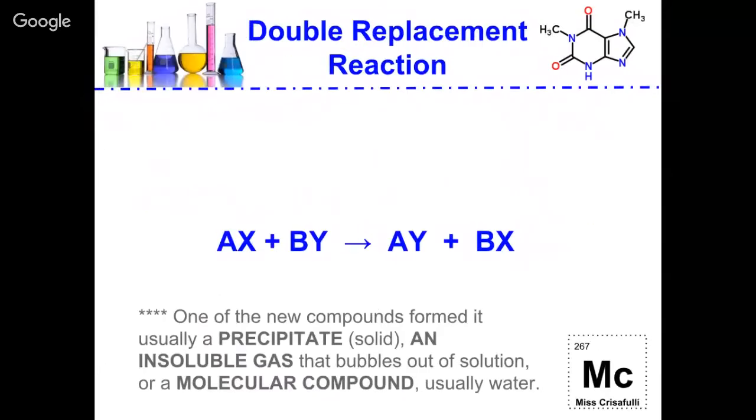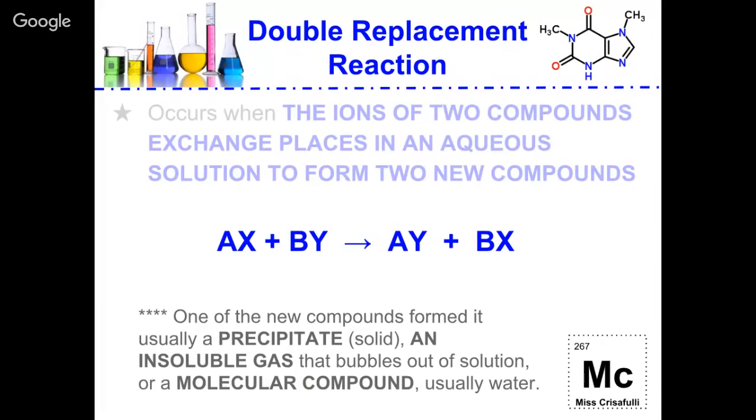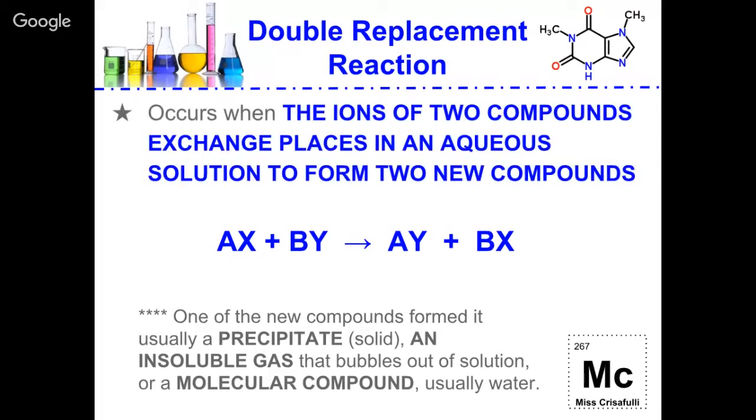So now let's look at the last one, double replacement reactions. Double replacement reactions occur when ions of two compounds exchange places in an aqueous solution to form two new compounds. You can think of this as two couples switching partners. So AX plus BY gives you AY plus BX. The key for us to determine whether or not a double replacement reaction has happened is usually that a precipitate or solid forms, an insoluble gas is formed, or a molecular compound, which is usually water, is made.